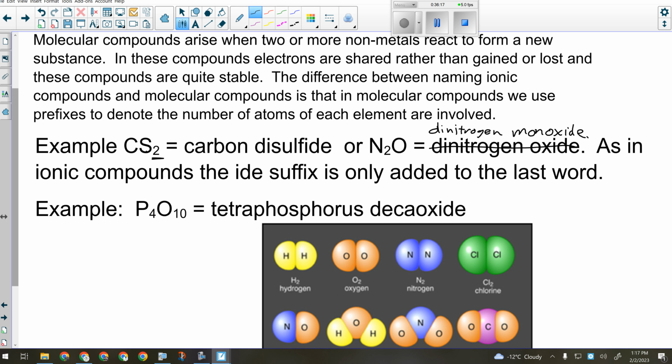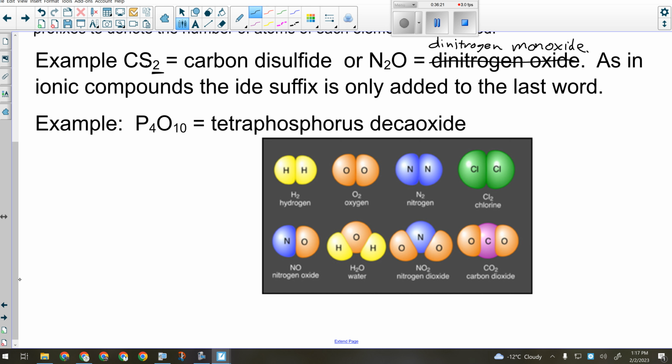All right, so for the prefixes, okay, we need to know our prefixes up to 10. Okay, so you might want to write these down somewhere.